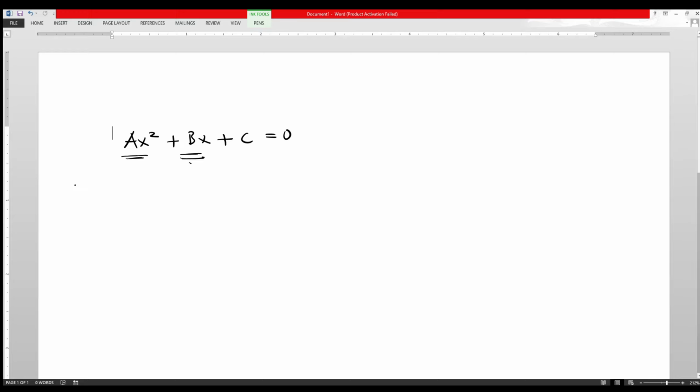Okay, the name of the polynomial is derived from the highest power or degree of any term. So looking at this equation, the highest power is 2, so it is called a quadratic equation. The highest power or exponent is 2. So that is a quadratic equation.